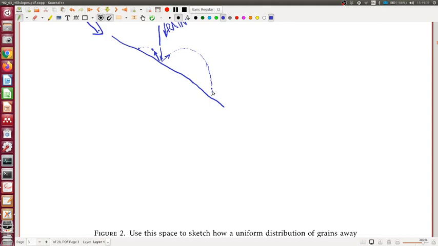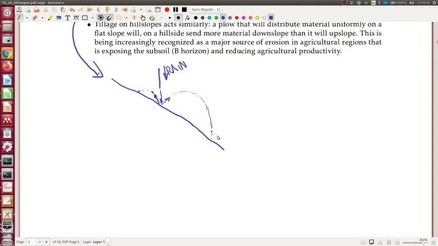So this one going farther downhill is obviously going a lot farther for a similar ejection angle, and so likewise we're going to have a net downhill transport from rain. And the same thing as I've drawn above happens with tillage, right?